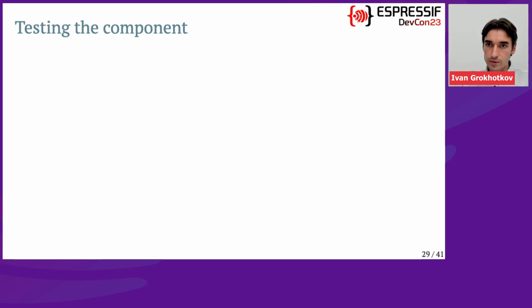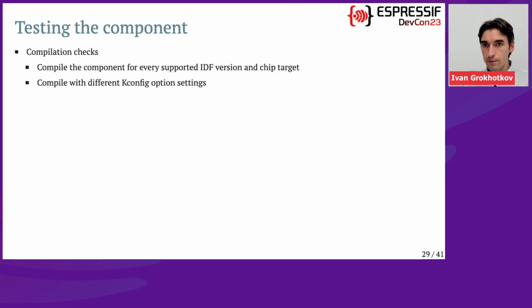Now let's move on to testing the component in CI. It's an important part of the development and maintenance process, and we can take a look at the things that we can do in CI to test the component. Compilation checks are the simplest type of testing. We essentially just verify that the component builds. This can be used if you, for example, have some Kconfig options and you want to verify that the code can be successfully compiled with different values of those Kconfig options. You may also want to run compilation checks to verify compatibility with different IDF releases.